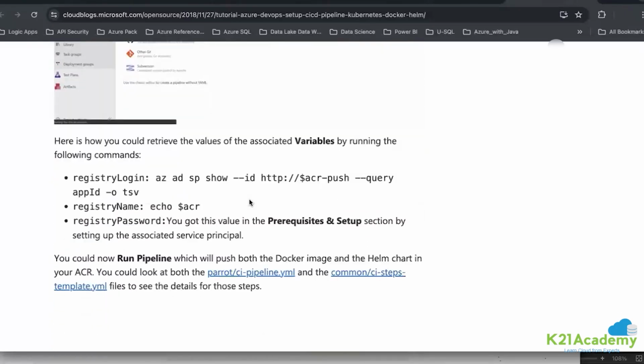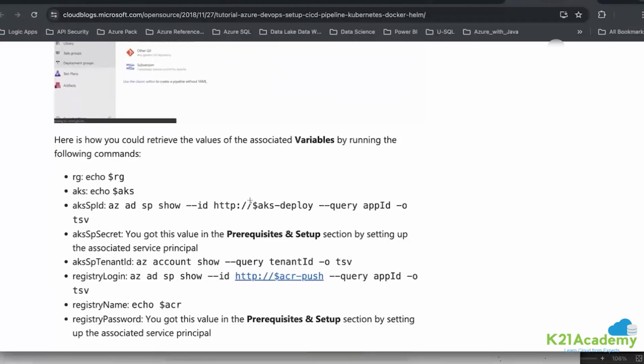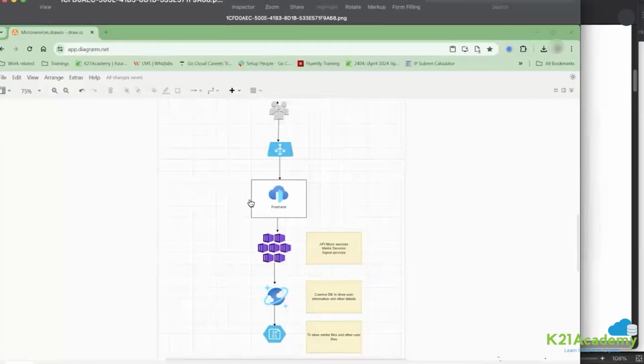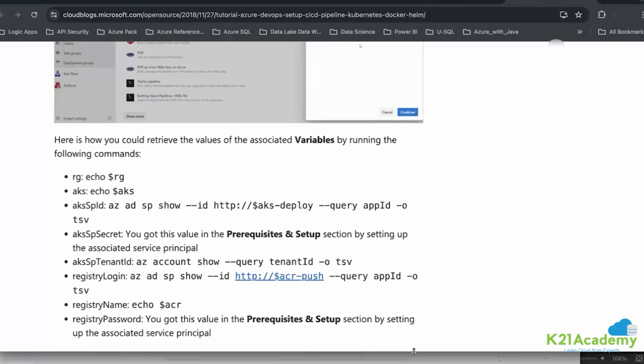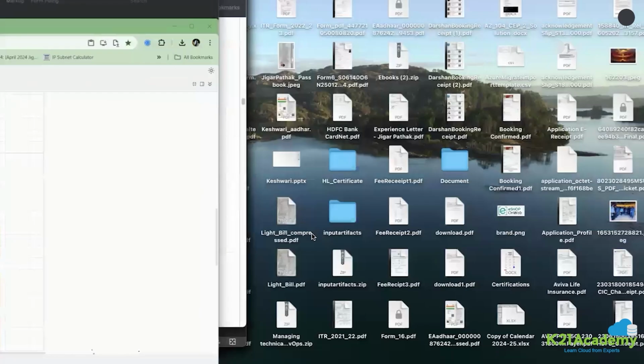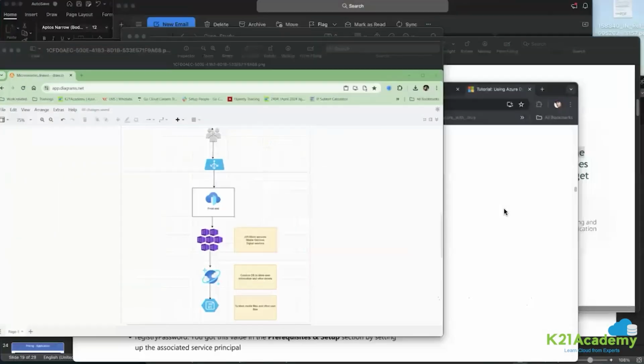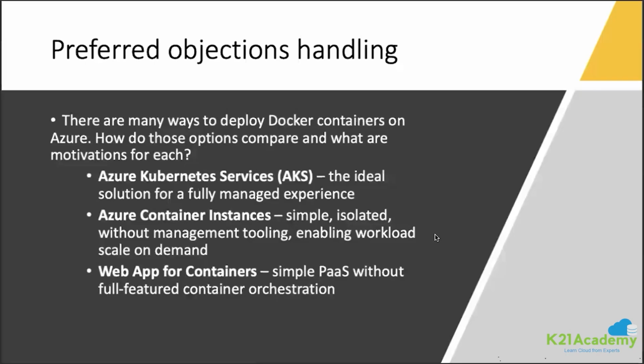and the steps and explanations are given in this architecture or reference document as well. So that is something you guys can use. Okay, I'll share that, and if you want to refer to it at a later stage, you will be able to do so. Okay. So that is something we can then take up as the preferred objection handling.